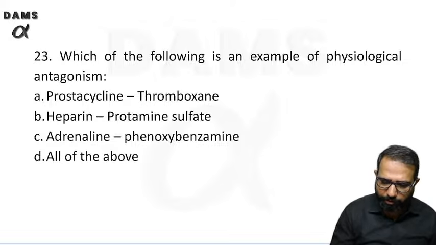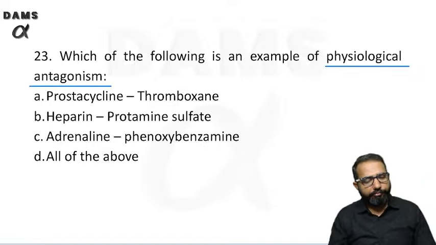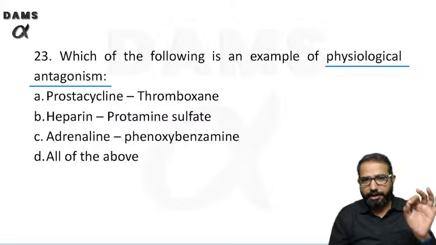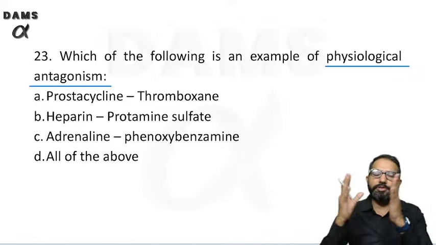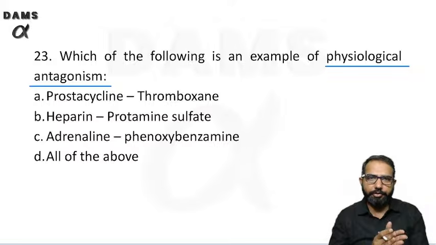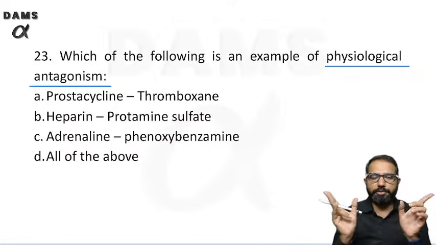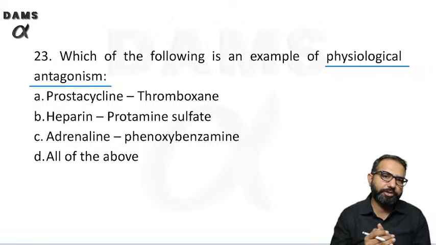Which of the following is an example of physiological antagonism? Always remember, physiological means what? Physiological means the target or the mechanism is different, but the physiological response is opposite. That's why they are used as physiological antidotes. The mechanism is different, but the response is just opposite. There is no competition. Very good effect to treat poisoning.